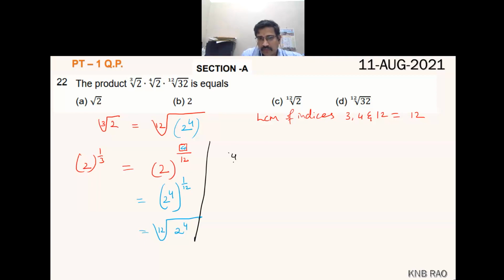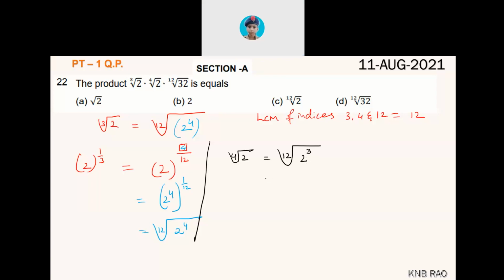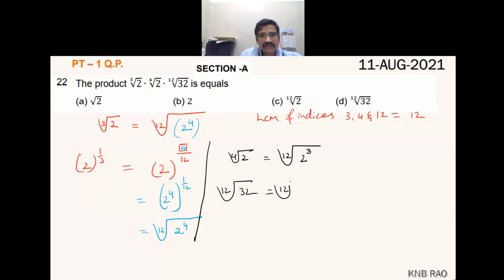Fourth root 2 to the index 12. This base remains the same, but raised to the power 3. Correct? Next, what about 12th root 32 to the index 12? 12th root 2 raised to 5.